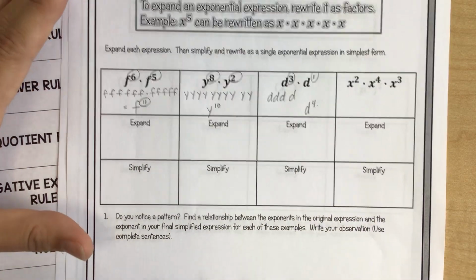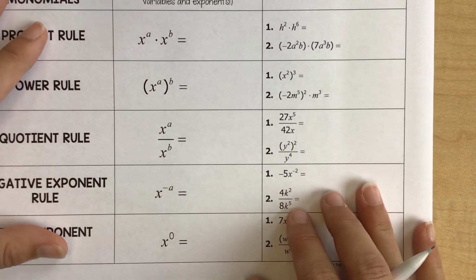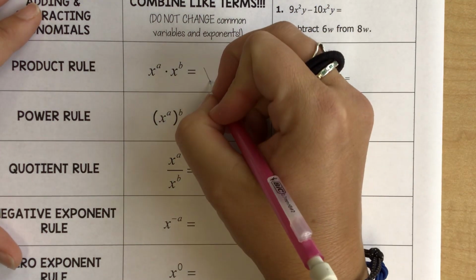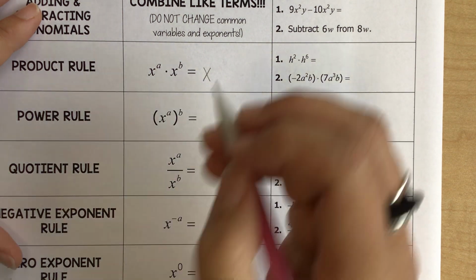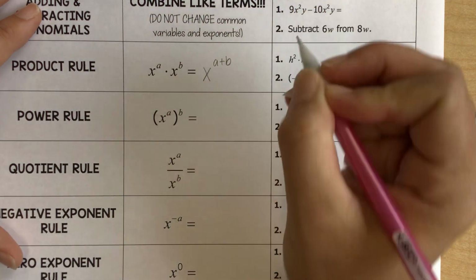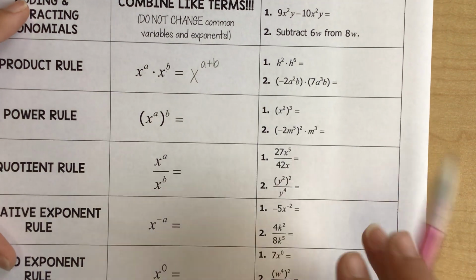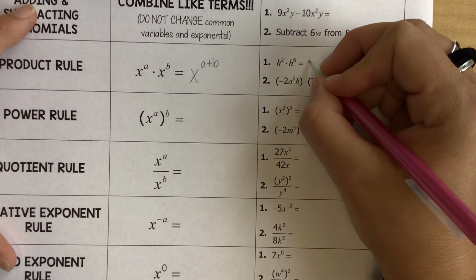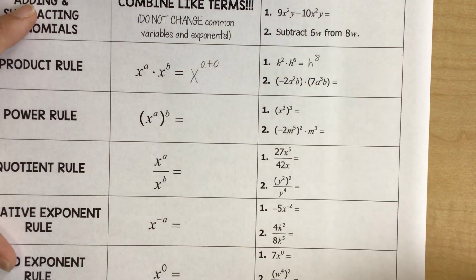All right. So if we write that out in rule form, we have x to the a times x to the b. We're going to write that as x, the bottom number, the base doesn't change, and the exponent becomes a plus b. So you're going to be adding. If you're multiplying, we add exponents. So if we look over here, I have h to the 2nd times h to the 6th. So this would be h, and I add those two together. 2 plus 6 gives me 8.